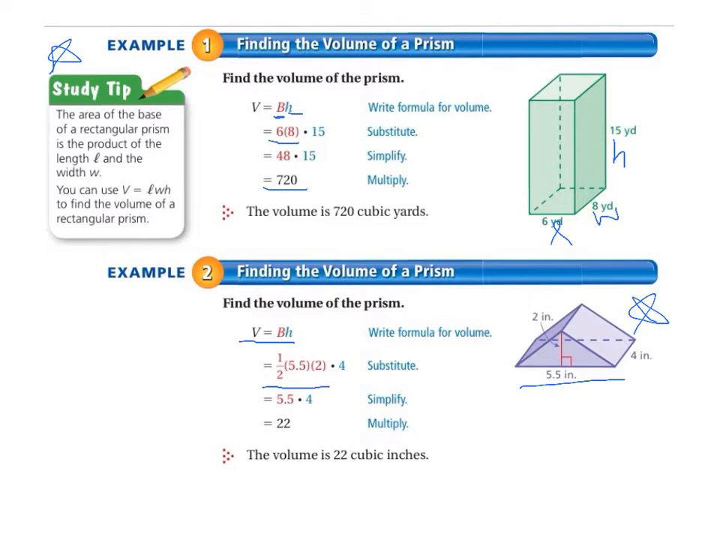And then we look over to the right, over here, and this is the height. So our 4 inches is our height. Now we multiply that out, we get 5.5 times 4. When we simplify, we get 22. So the volume is 22 cubic inches.